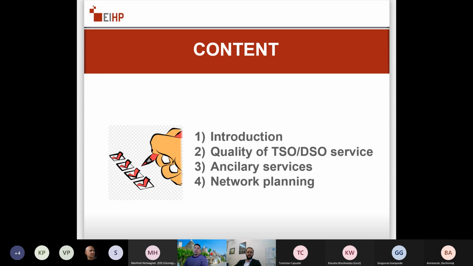The first one is, of course, introduction. The second part is quality of TSO and DSO service. Actually, my main intention here is how to measure: is the system operator or the network doing its business well? The third one is the story about ancillary services and problems that are appearing in the system with large-scale renewables integration. And the fourth topic is network planning. That is much more challenging than before.